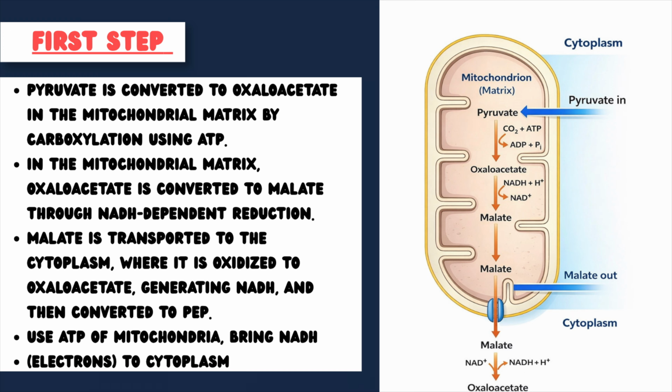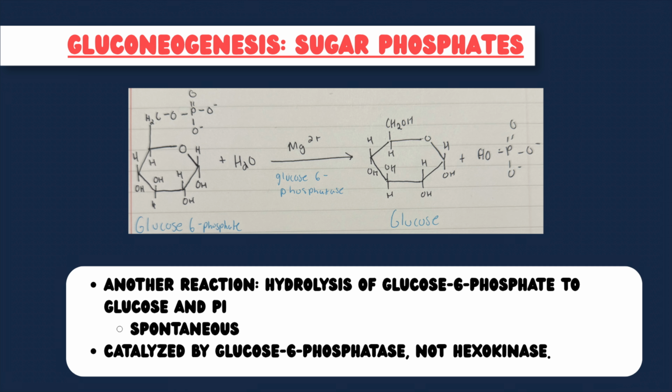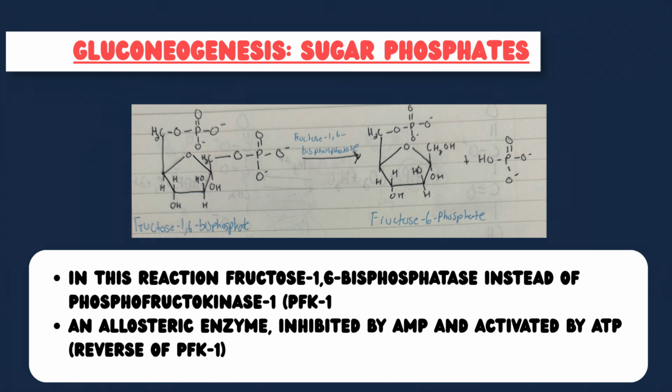Once oxaloacetate is formed, it is converted to PEP, and gluconeogenesis proceeds through several sugar phosphate steps, which we will now go over. The reaction shown above is the hydrolysis of glucose 6-phosphate to glucose and 1 inorganic phosphate. This reaction is spontaneous and catalyzed by glucose 6-phosphatase, not hexokinase, which we talked about in previous slides, which is very important.